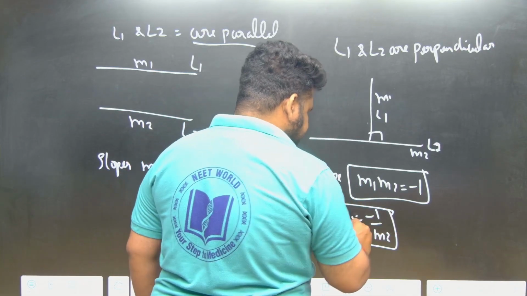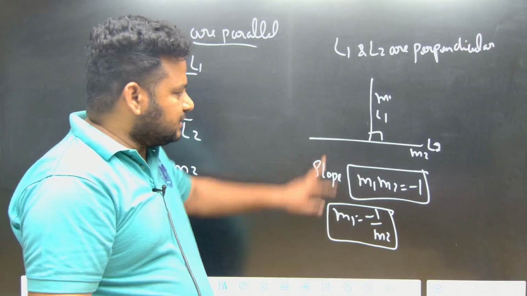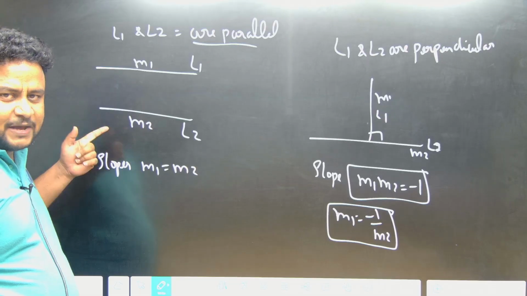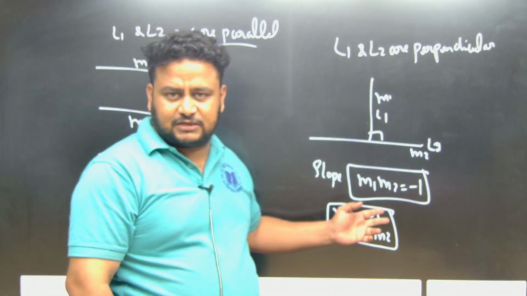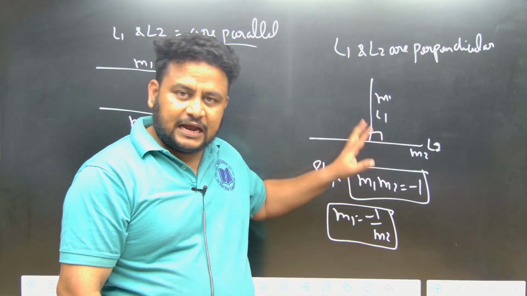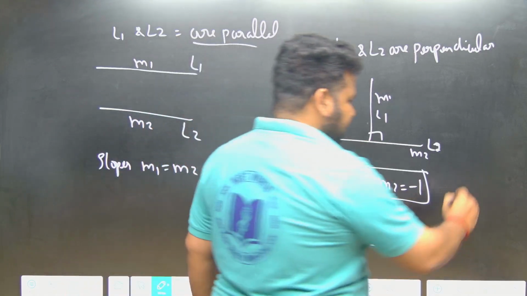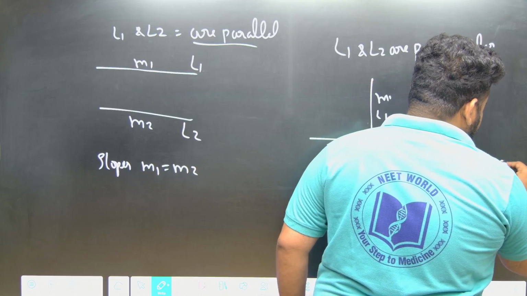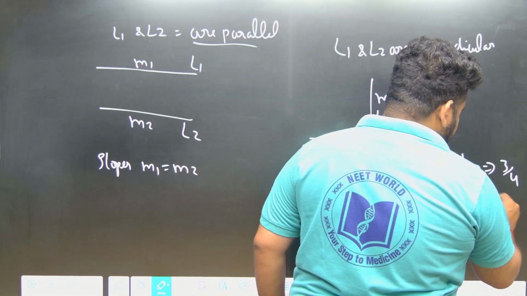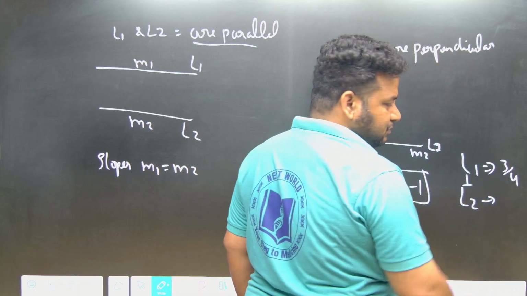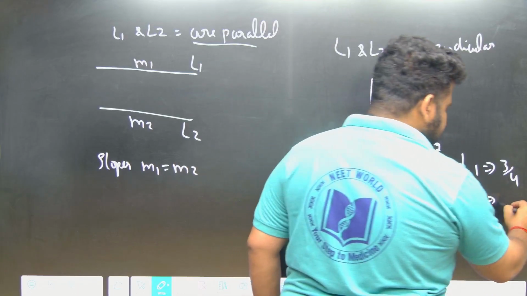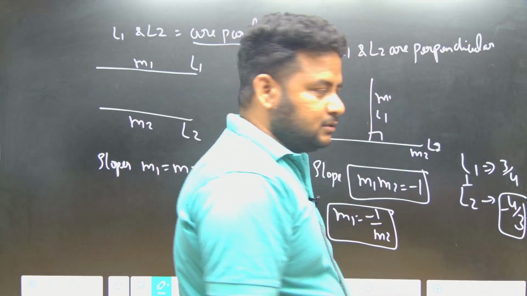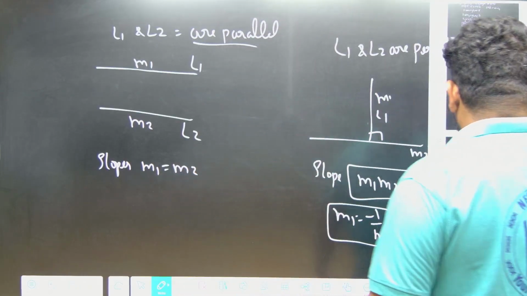So if the product of the slopes of two lines is -1, then those two lines are perpendicular to each other. If the slopes are equal for two lines, then those two lines are parallel. And the converse is also true. Suppose for line L1 the slope is given as 3/4. For line L2, which is perpendicular to this, the slope will be 1 by 3/4 along with a negative sign. So you should take the reciprocal and put a negative sign, if they are perpendicular. This is the meaning of slopes for parallel lines and perpendicular lines.